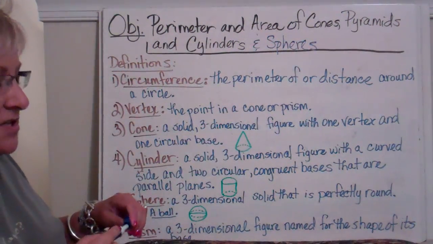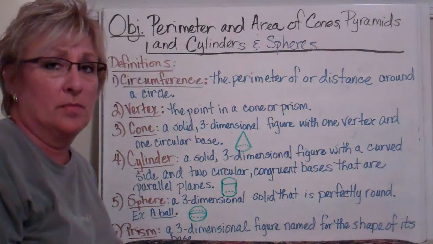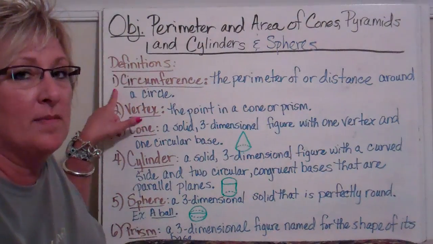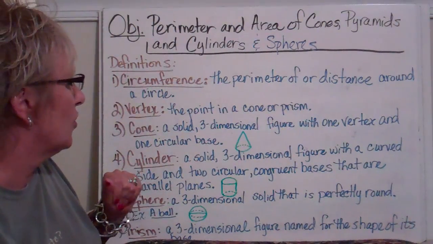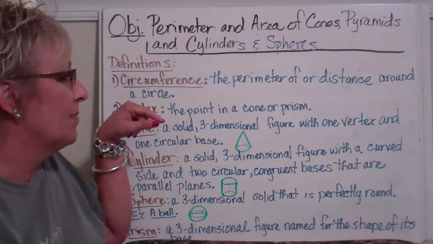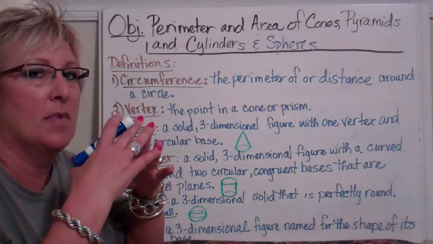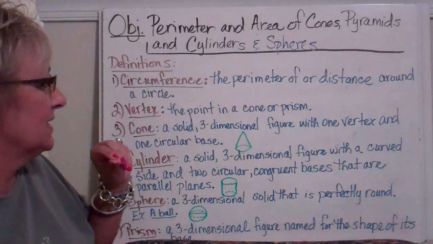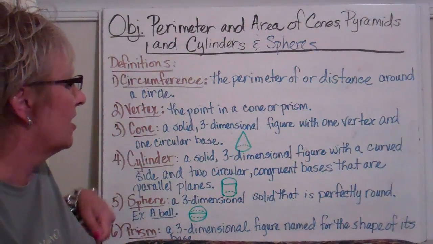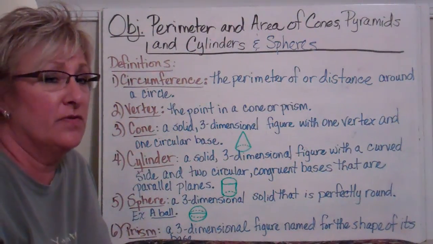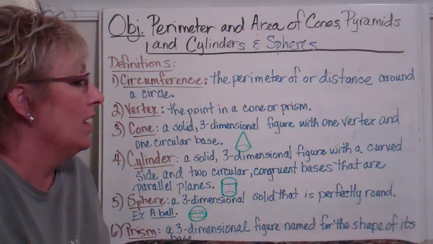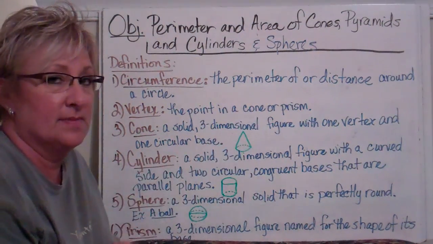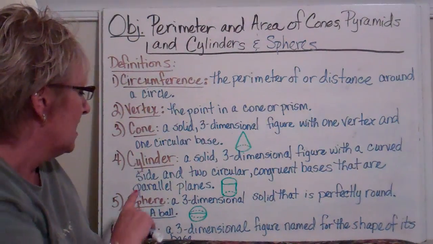Alright, some definitions. We're going to go over a few of these that you probably already know, and some may be new. Circumference, as we know, is the perimeter or the distance around a circle. Vertex is the point where all the lines come up in a cone and meet at a point, or in a triangular prism. That's called the vertex. A cone is a solid three-dimensional figure that has one vertex and one circular base, just like this. And I've drawn some examples for each of these.